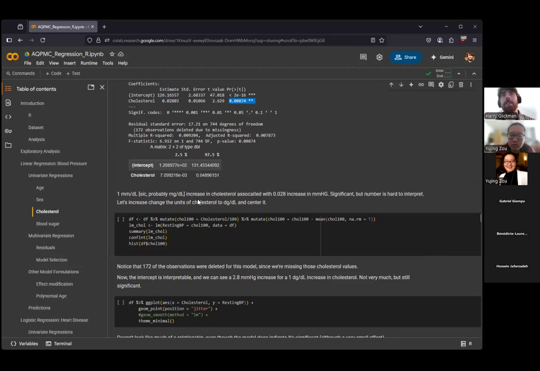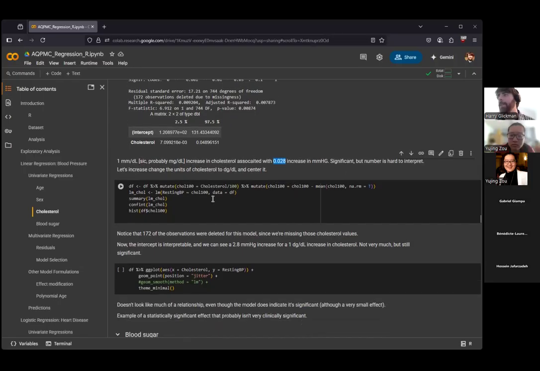So let's change the units of our cholesterol value. And we'll also center it so the intercept's interpretable. So right now it's on, I think, milligrams per deciliter. It says it's millimeters per deciliter, which doesn't make any sense, but it must be this, which is the American value. So right now it's telling us that a 1 milligram per deciliter increase in cholesterol is associated with a 0.03 increase in millimeters of mercury, which we're not really sure what's going on there. So let's change it to decigrams per deciliter, and then maybe we can get a better sense of what's going on. So we'll just divide the number by 100, essentially, and then we'll center it as well.